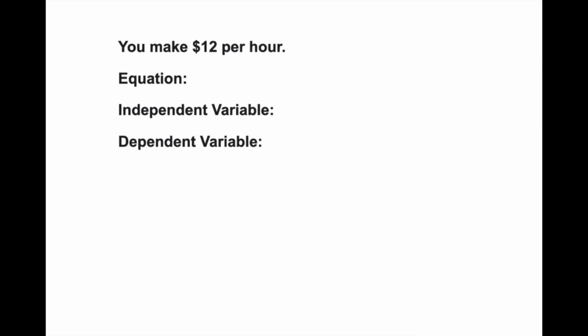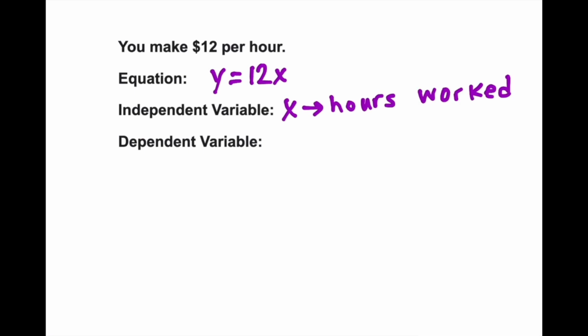Let's go through some examples together and figure out what our equation would be, what the independent variable is, and what the dependent variable is. This problem says you make $12 per hour. Our equation would be y equals 12 times x because it's $12 for every hour. Our independent variable is going to be x. That's the amount of hours we work. Our dependent variable is what's going to change based off the hours worked. That's the money made and the variable y.